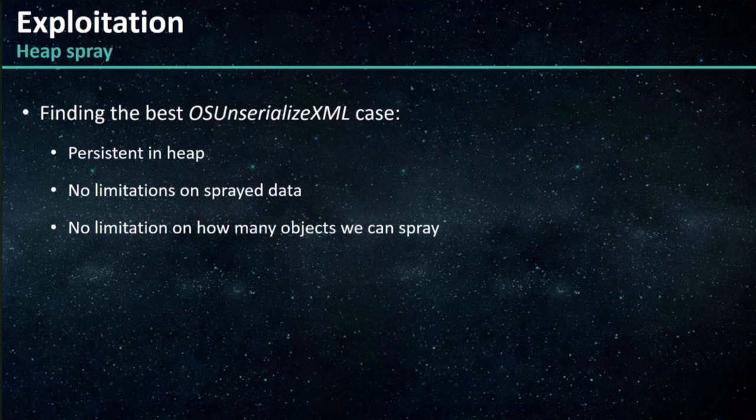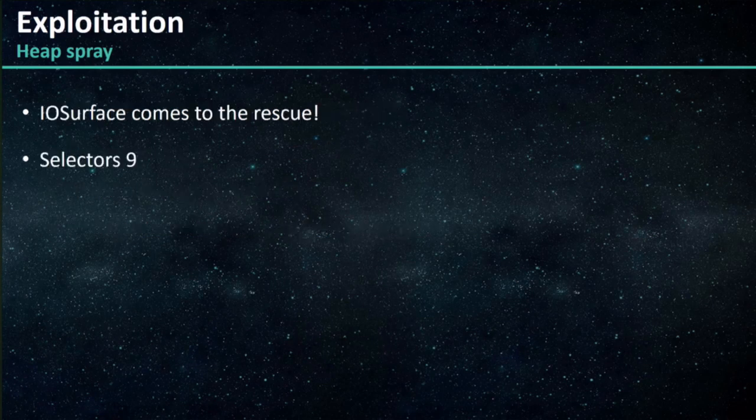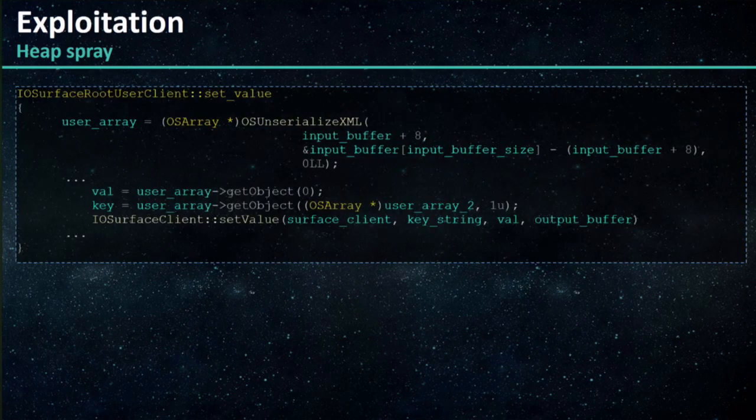And I also didn't want any limitation on the spray data, and I wanted to be able to spray as many times as possible. Lucky for us, IO surface maintains a list of properties which are written as XML data. By the way, selector 9, for those of you who are interested. What it does, it just unserializes our data. Then it gets the first object as the value, the second object as the key, and then it just puts that into a dictionary which IO surface holds.